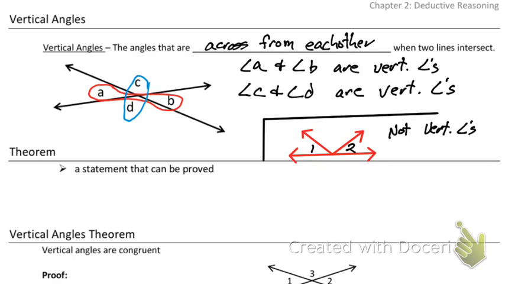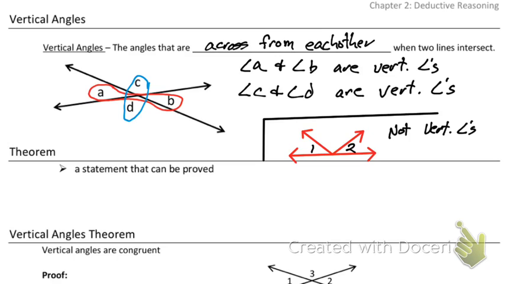All right, and real quick, theorem, because we're going to talk about a theorem. Yesterday we talked about postulates. Today we'll talk about theorems. A theorem is a statement that can be proved. And in fact, we will prove most of the theorems that we're going to talk about.